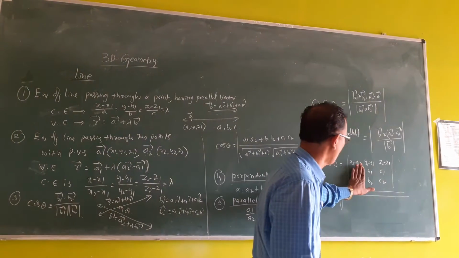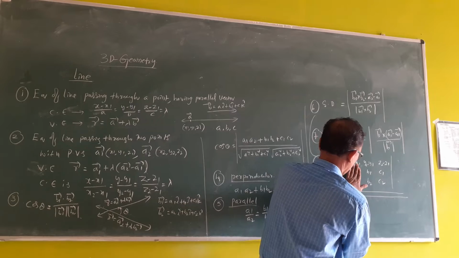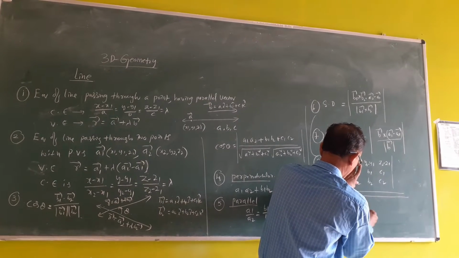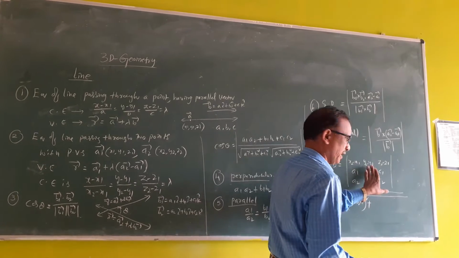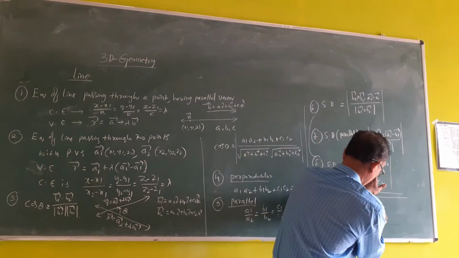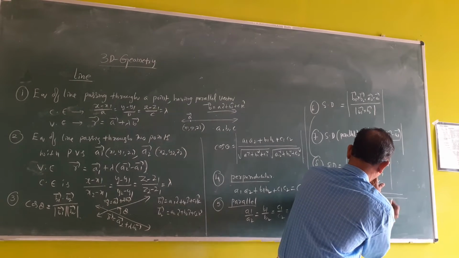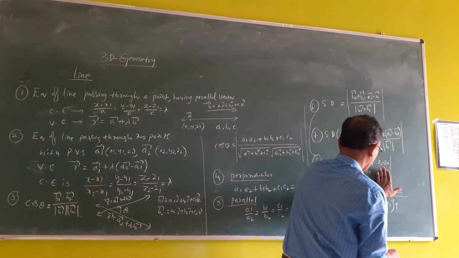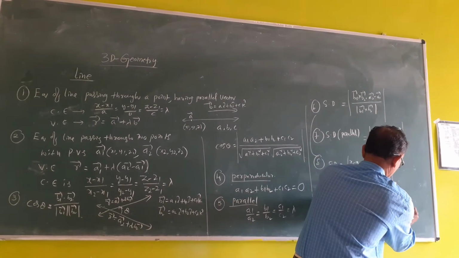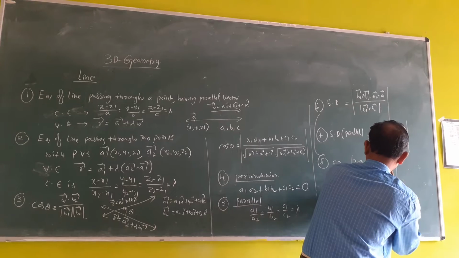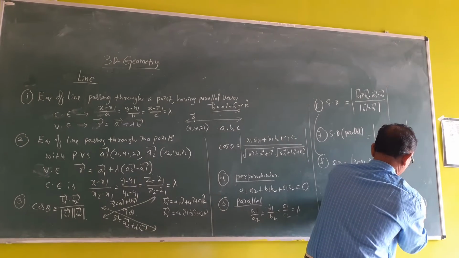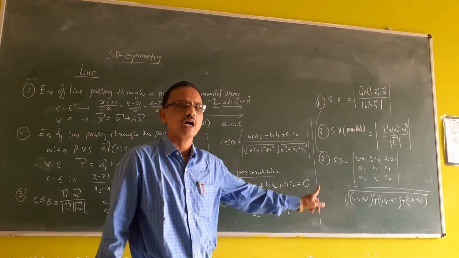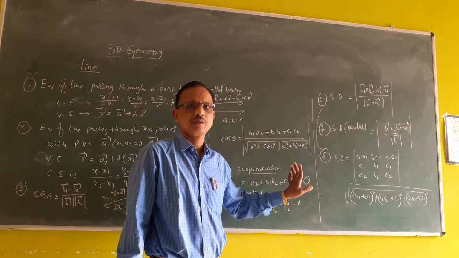How? See, first close this. Close this. b1 c2 minus b2 c1 whole square, plus next close this, c1, a2 minus a1 c2 whole square, plus close this, a1 b2 minus a2 b1 whole square. This is the shortest distance in Cartesian form. Okay?